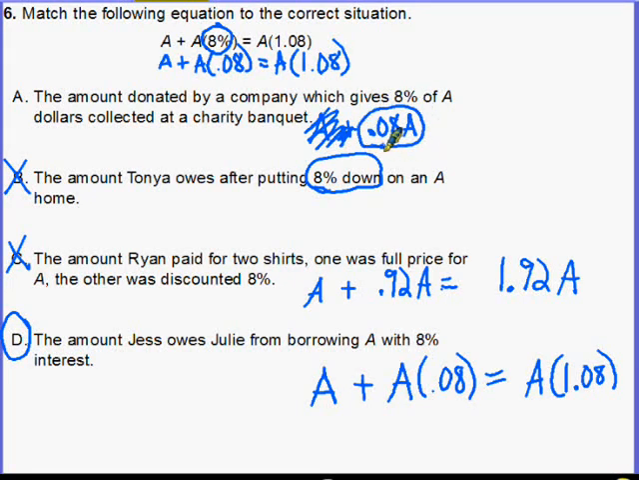All it said was it's only going to give 8% of what was collected. Okay? See, this right here, if we were going to try to make this match, that company would have to give, first they'd have to match what was given, and then they would also give 8%, and that would equal the total amount that they gave. But that does not match our original equation here. So D is the correct answer.